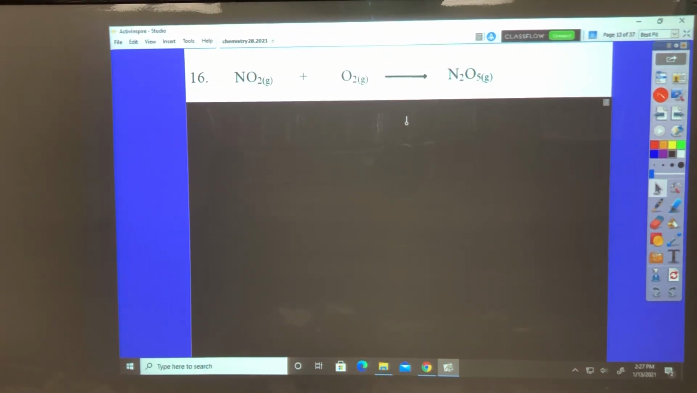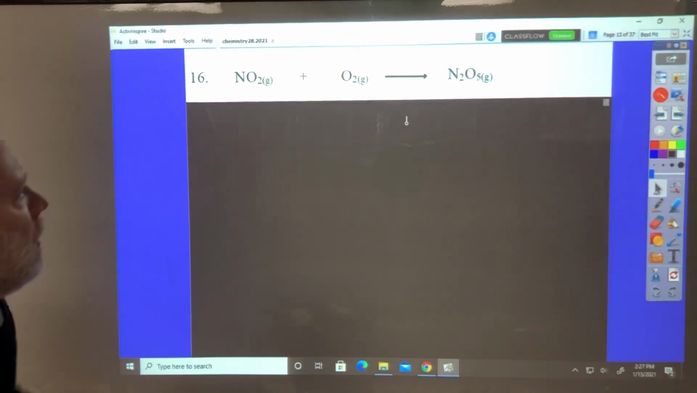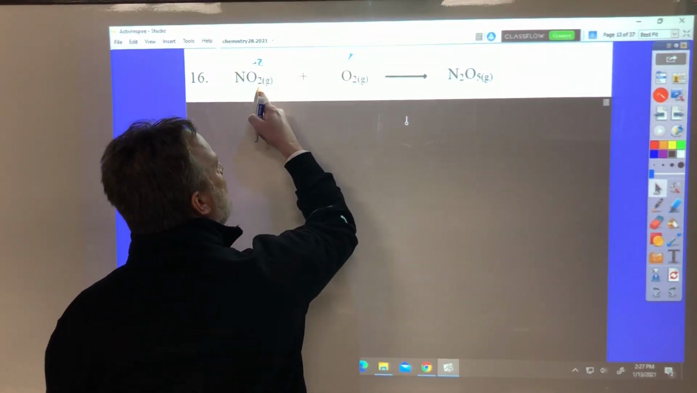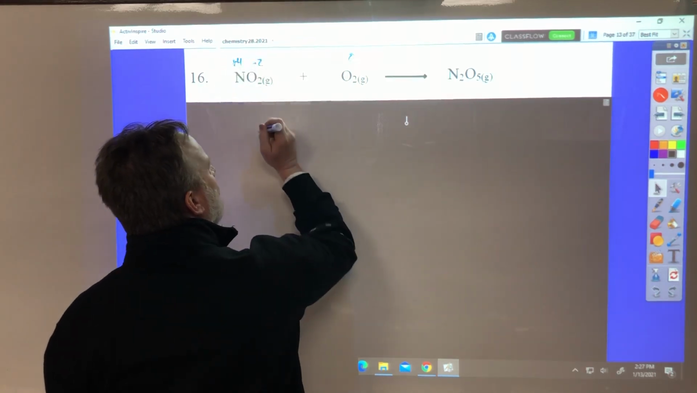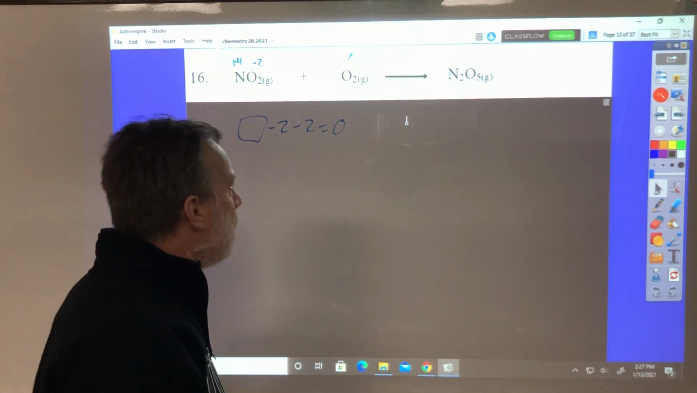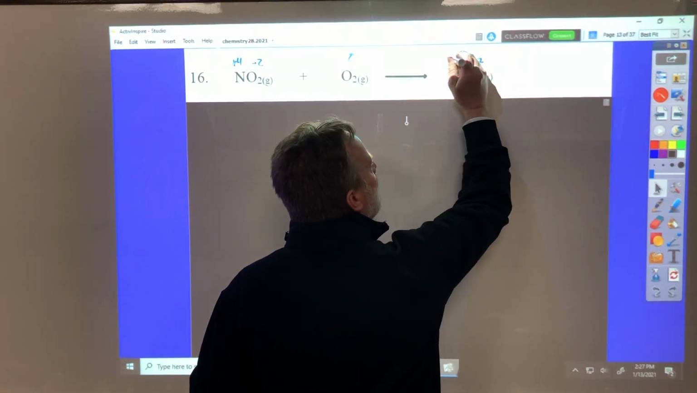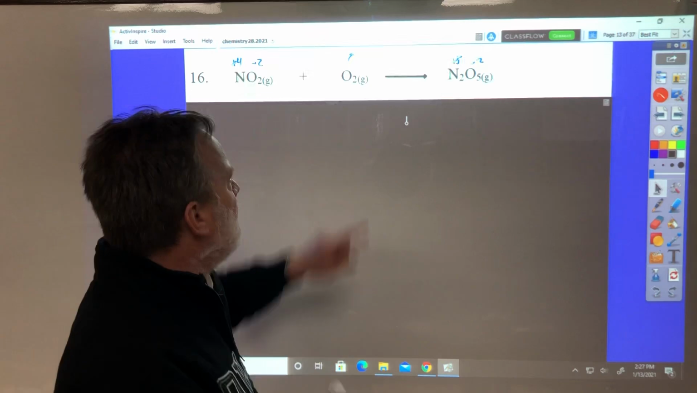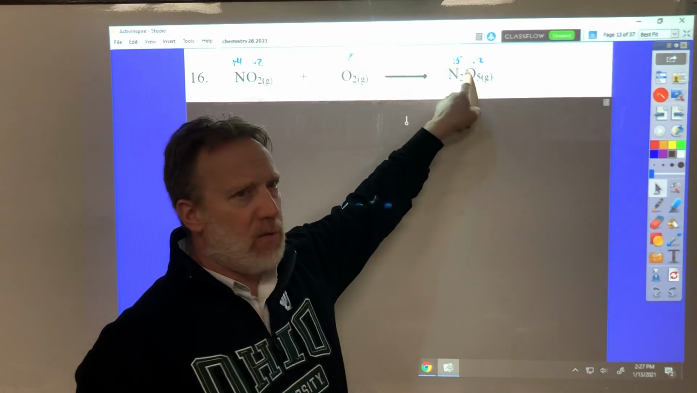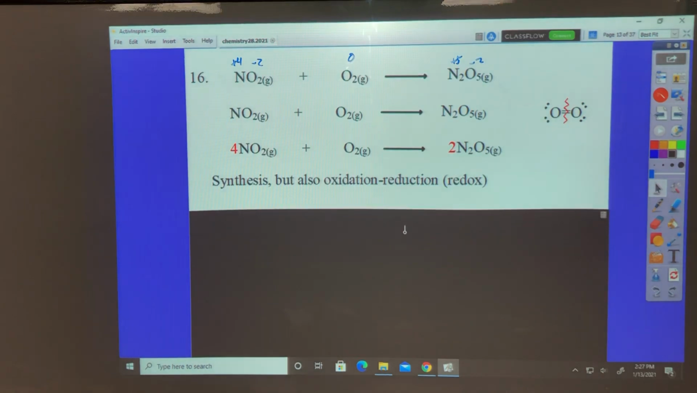It is also redox, because oxygen is in its elemental form here, so its oxidation number is 0. Here it's -2 each. So nitrogen has to be +4. Over here, this was -2 and +5. So this is redox because these oxygens are changing to -2, and the nitrogen is changing from +4 to +5. So it is synthesis and it is redox.